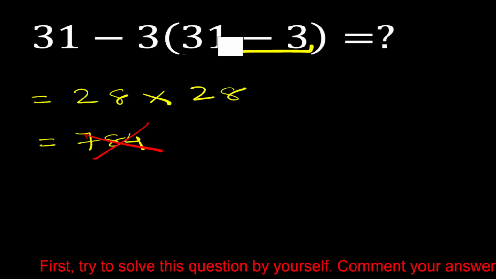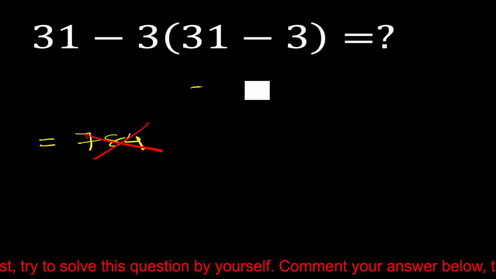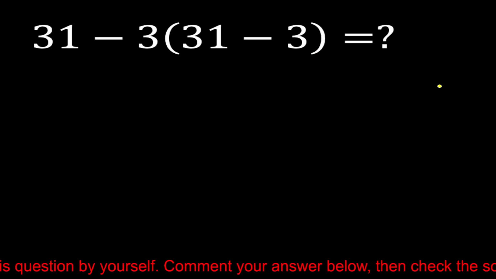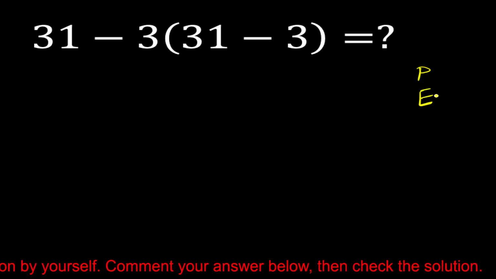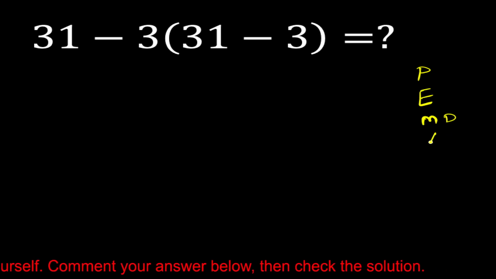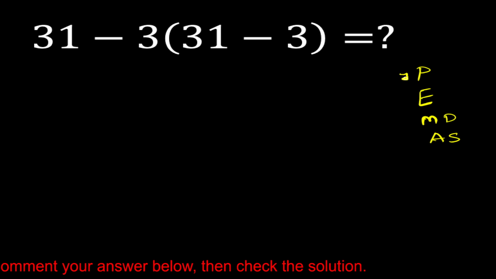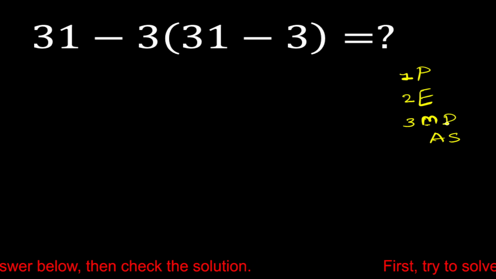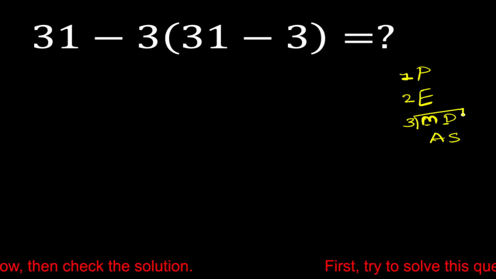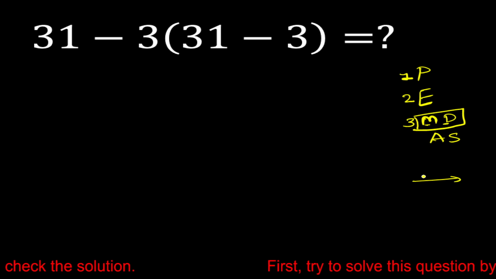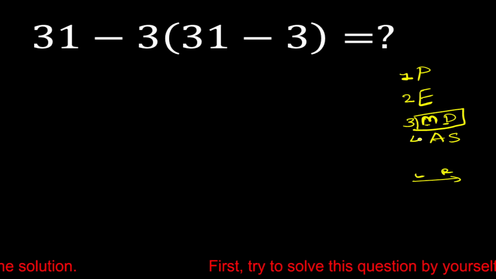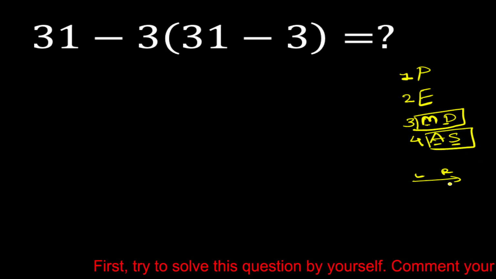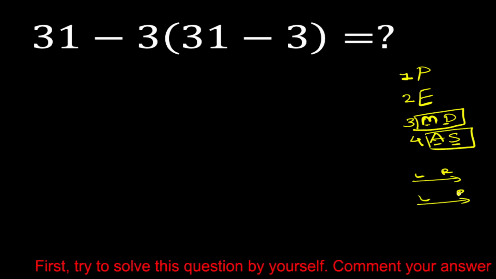So now let's solve this problem correctly by using the PEMDAS rule. Okay, PEMDAS: P, E, M, D, A, S. According to PEMDAS, first priority is parenthesis, second priority is exponents, and third priority is multiplication and division. Here multiplication and division both have equal priority, so we have to solve it from left to right. Then fourth and last priority is addition and subtraction. Also addition and subtraction both have equal priority, so we have to solve it from left to right.